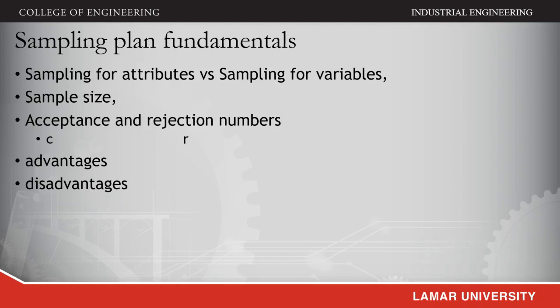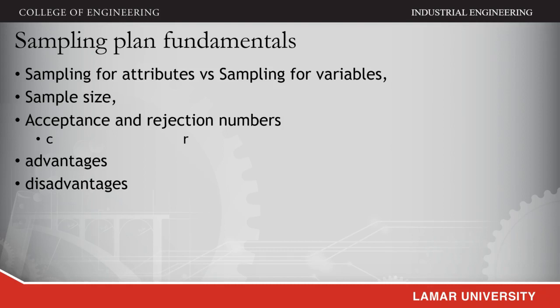So we could have sampling for attributes, that is, we're going to count how many of the products are non-conforming, and we also could have sampling for variables in which, for instance, we could measure the concentration of a particular component in the mix, and we would use a percentage value for that concentration. So depending on the nature of the problem, we could use either a sampling plan for attributes or a sampling plan for variables.